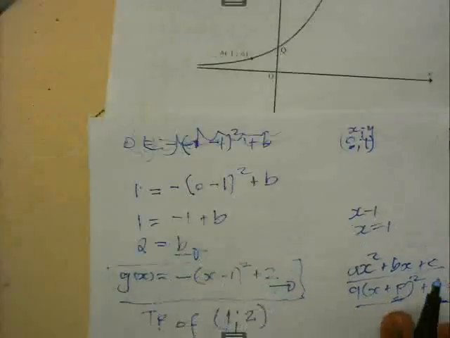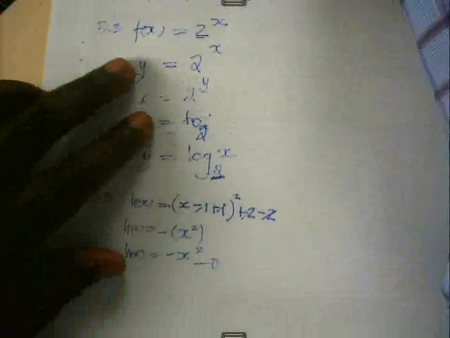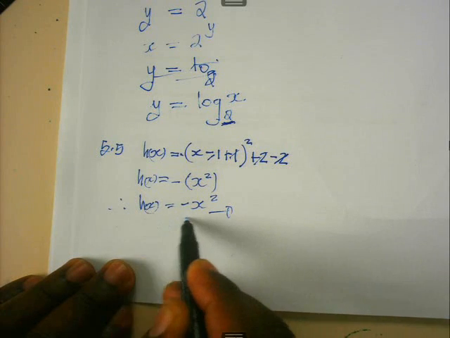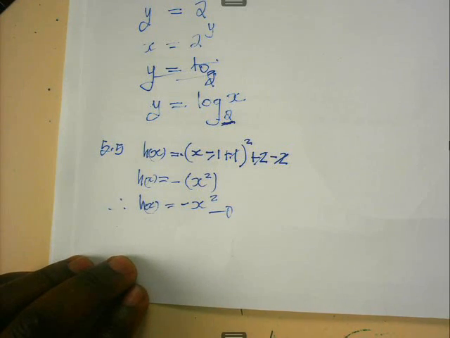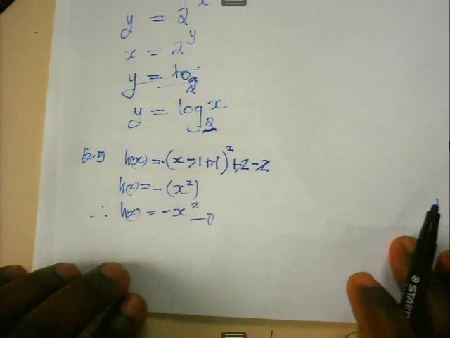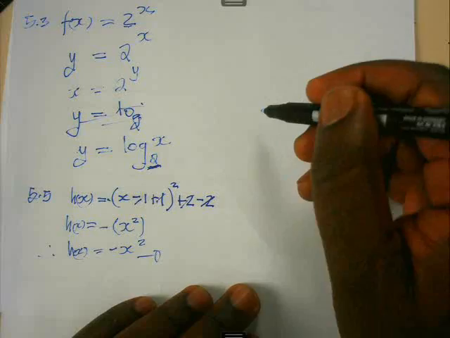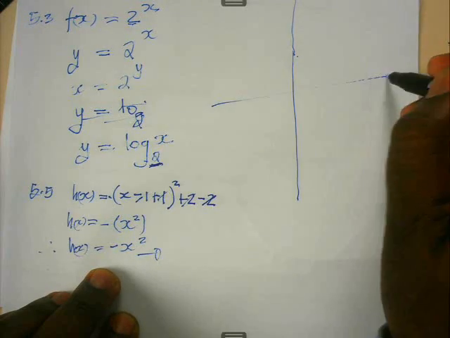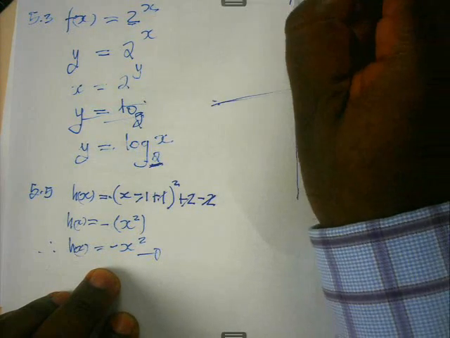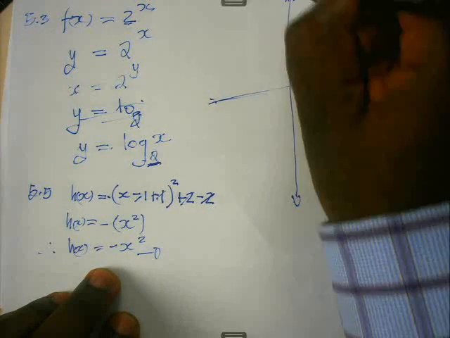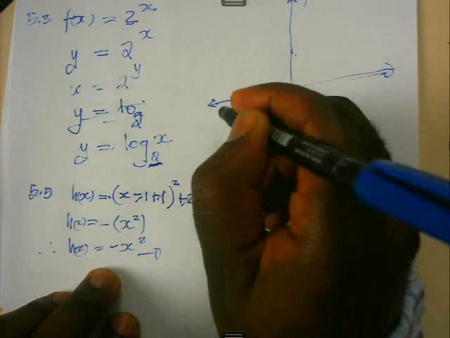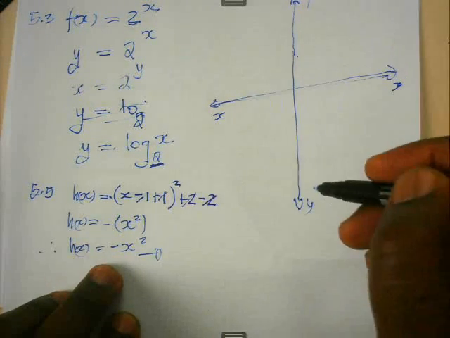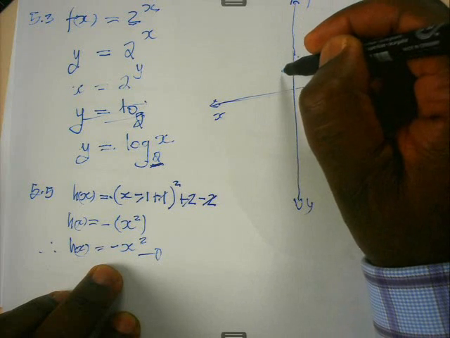Right. Let's go back to the equation of h of x. This is the equation of h of x, which is a parabola. If we are to scribble the graph defined by this equation, it is going to be a y, x, x. A is negative, so the graph is going to face downwards.